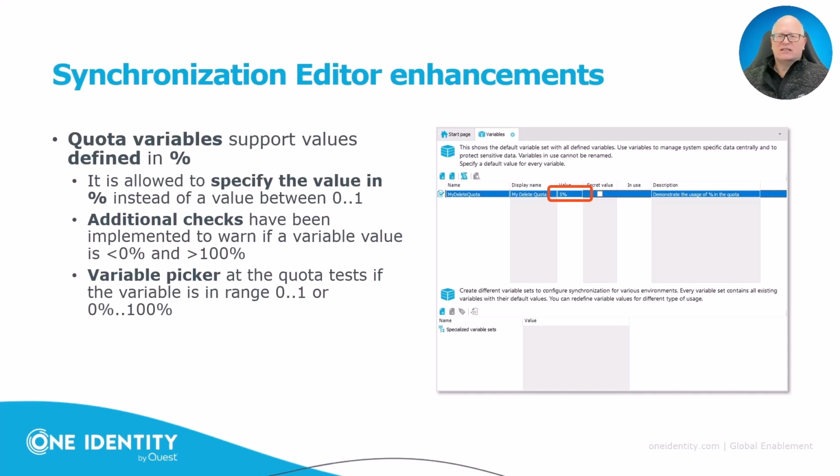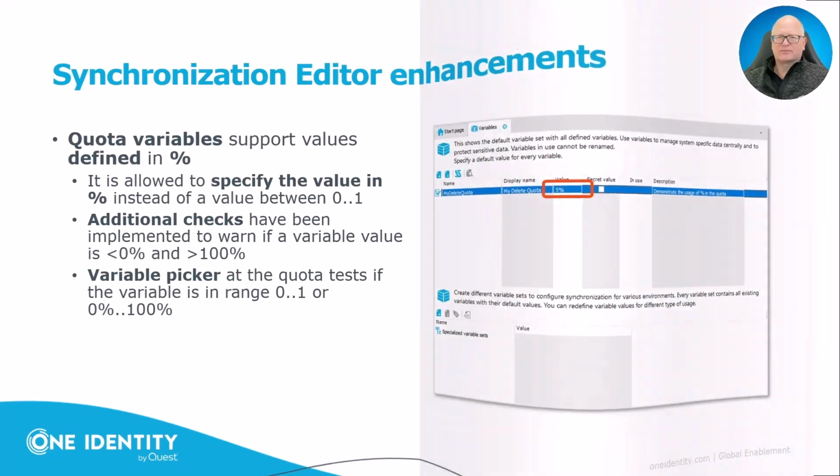Now in the Identity Manager, we decided for quota variables to make it more handy for end users. That means you can now configure percentage values. If you want to add 15%, you do not have to insert 0.15. You can just write 15 and that will then be the percentage value. This is a change, as the range is now different. Instead of 0 to 1, you have 0 to 100.